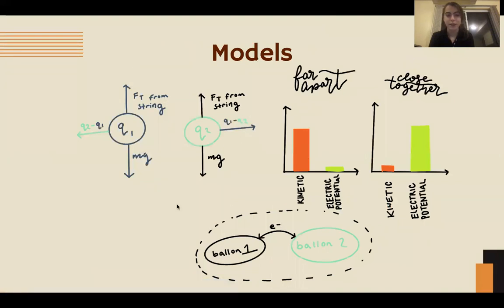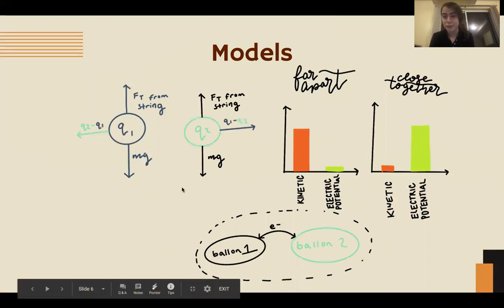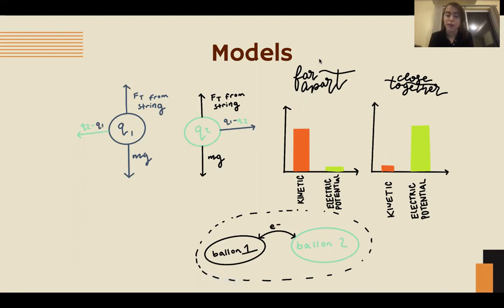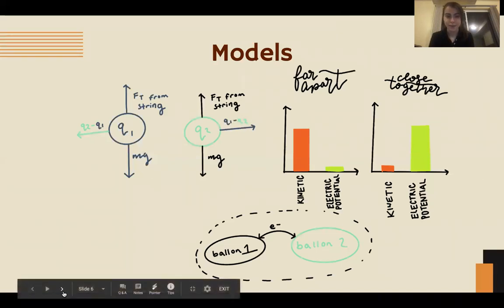We have our force body diagrams to our left here. They're pretty similar. And we have some bar charts to our right, where we determine that as the balloons are farther apart, the kinetic energy will be higher and the electric potential will be lower, and vice versa if they're close together. Below, we also have a system schema.